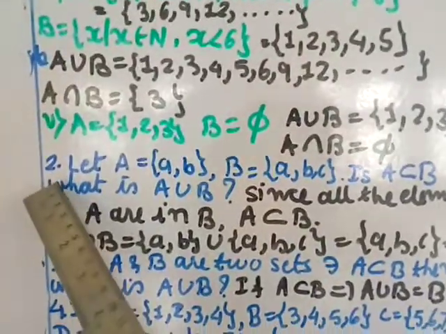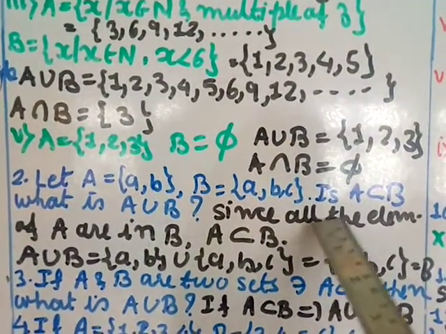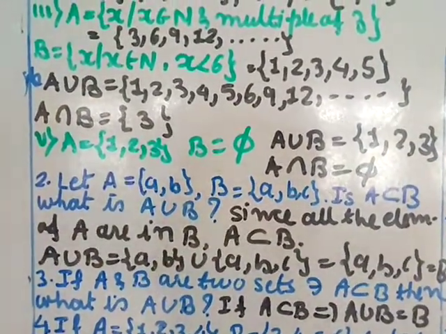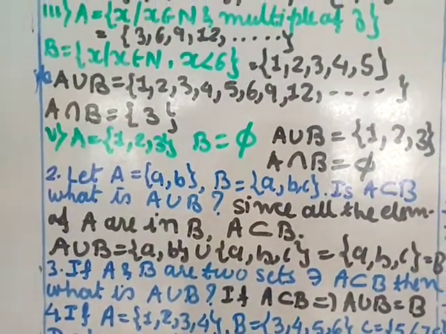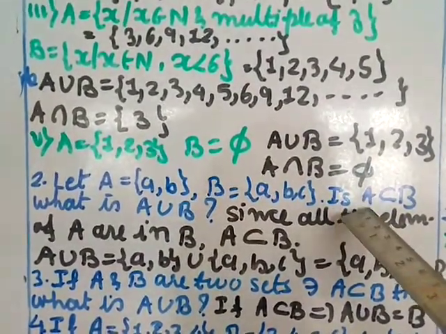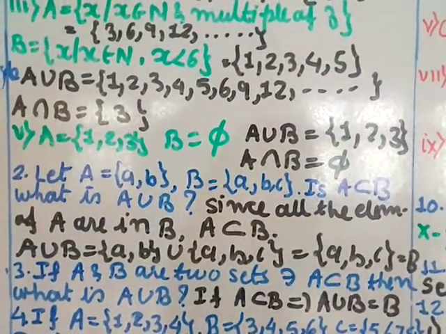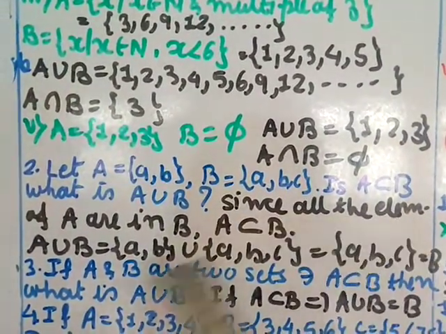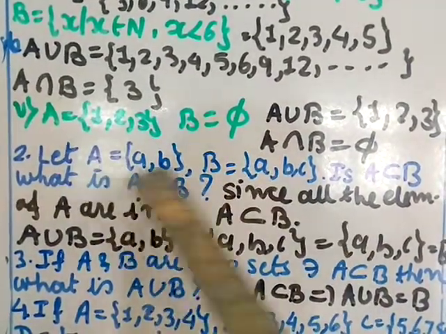Question number 2. Let A equal {a, b}, B is equal to {a, b, c}. Is A a subset of B? What is A union B? Now, you know what is A subset B. A subset of B means all the elements of A should be in B. Then we call it A subset B. Otherwise, it is not a subset. Since all the elements of A are in B, we can see a and b here, and here also a and b are there. So that means A is a subset of B.